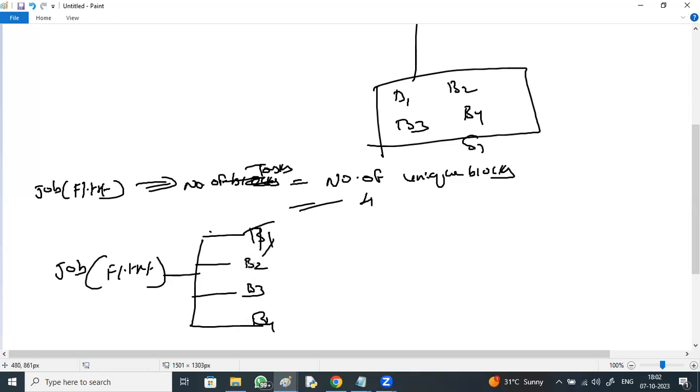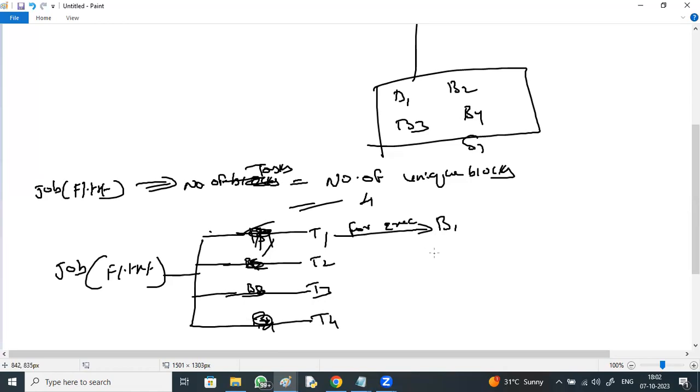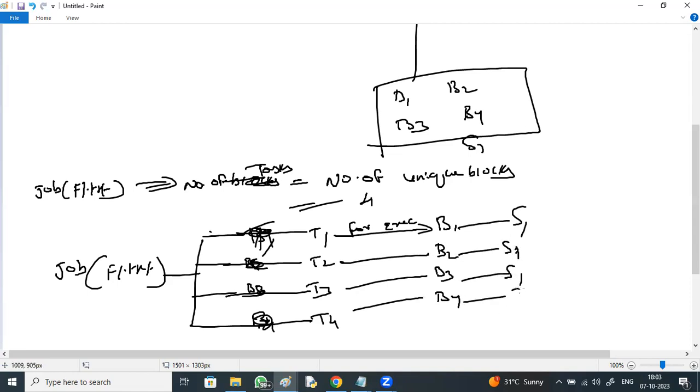That is T1. Okay, one second. T1, T2, T3, T4. T1 for executing B1, T2 for executing B2, T3 for executing B3, T4 for executing B4. Who should execute them? T1 S1 only, T2 S1 only, T3 S1 only, T4 S1.